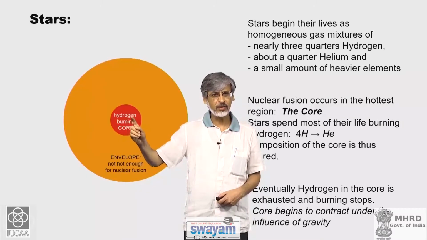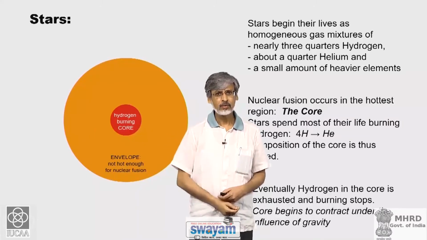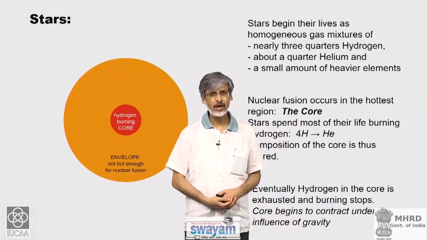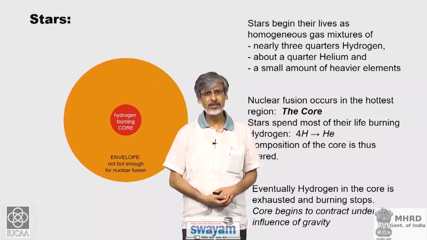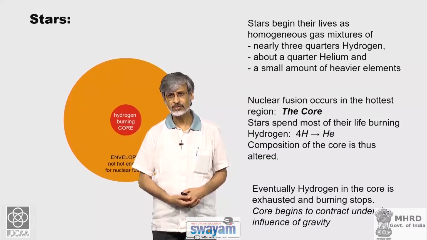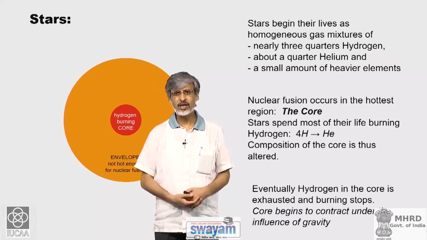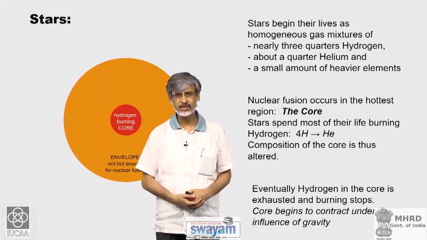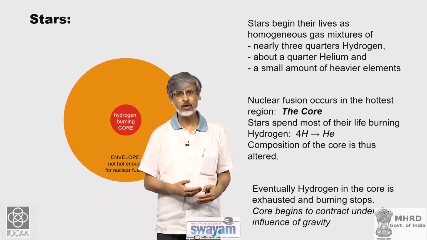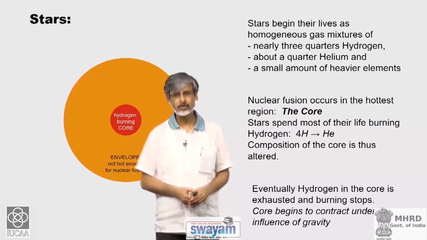So, in the core, we started with 75% hydrogen and 25% helium, but now more and more hydrogen is being converted to helium. Therefore, the composition of the core is going to change with time. Eventually, there will be no hydrogen left in the core. Once the hydrogen in the core is exhausted and the burning can no longer proceed because the fuel is exhausted, the core then stops generating energy.